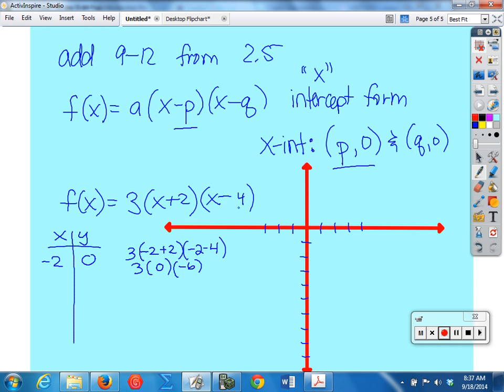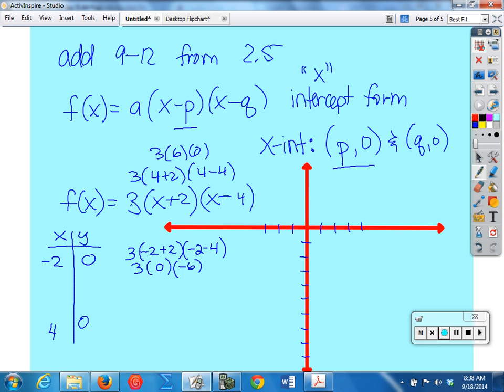This is negative 4. So when I plug in positive 4, this will be 3 times 4 plus 2 times 4 minus 4. So this is 3 times 6 times 0. So at 4, you also get 0. So that's why they're intercepts, because when you plug in the opposite of what this is, it gives you 0. And then A's out front. So the thing is, once you figure that out, you just have to graph those intercepts.